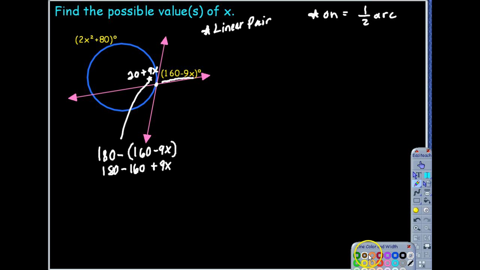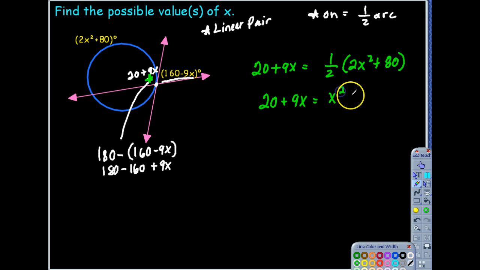Well, now I can say that that angle, that 20 plus 9x, is equal to half of that intercepted arc, the 2x squared plus 80. Here I'm going to just take half of each of those, because half of 2x squared will be 1x squared, and half of the 80 will be a 40. That way I only have 1x squared, which might be helpful because this looks like a quadratic. And I like that you did that, and guys, the reason she did that is these are both divisible by 2, so you might as well do that. You could multiply each side by 2, but this makes it easy.